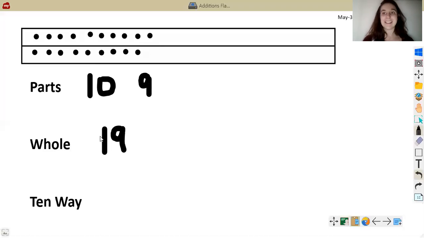All right, scholars, what do you think 19 the 10 way is? Go ahead and share out loud what 19 the 10 way is. If you said 10, 9, you are correct. 10, 9 because you have one group of 10 and 9 left over. All right, scholars, let's go ahead and do one more.